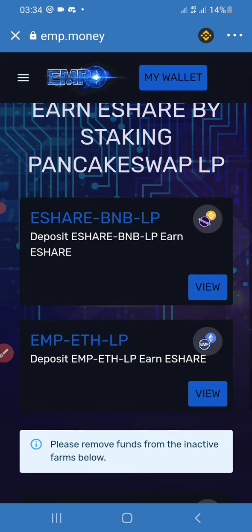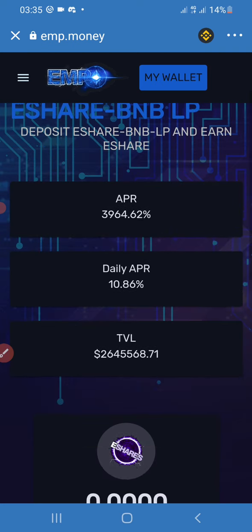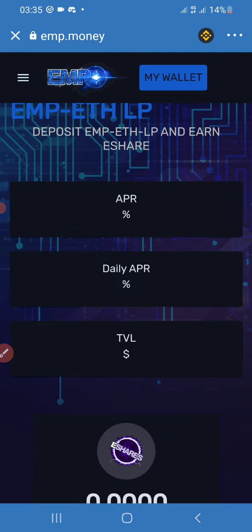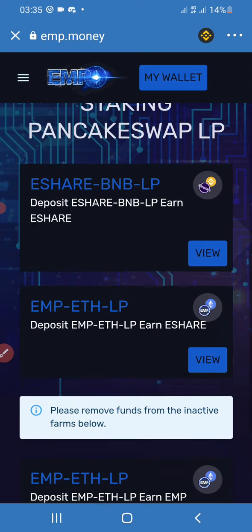So when we go to the farm, you can see the ESHARE BNB LP and the EMP Ethereum LP. At this moment, the ESHARE BNB LP token is paying 10% per day. The Ethereum EMP LP token is paying how much per day right now? It's paying 8.13% per day.